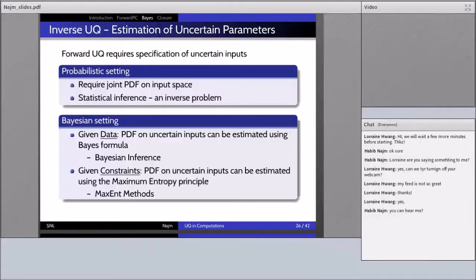As a side note, if you don't have data, but you have constraints, and this is quite often the case, that you know something, maybe statistics of the data, maybe moments, but you don't actually have the data. It was either thrown away a long time ago or you simply don't have access to it. Then you can rely on something that's quite related to Bayesian inference, which is the use of maximum entropy methods. And that allows you to do the same thing. So I won't talk about max ent here, but just FYI.